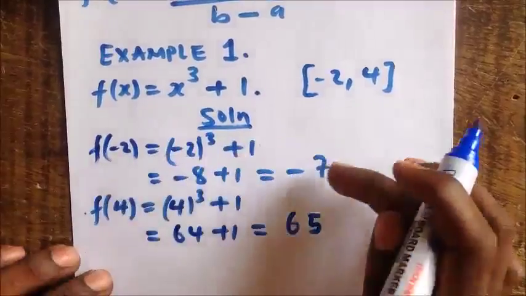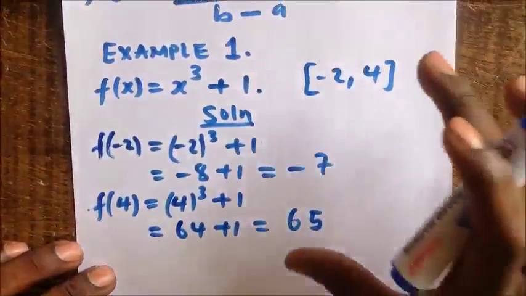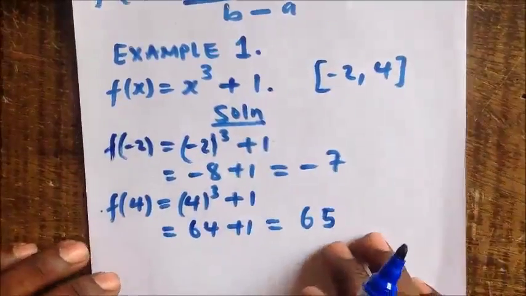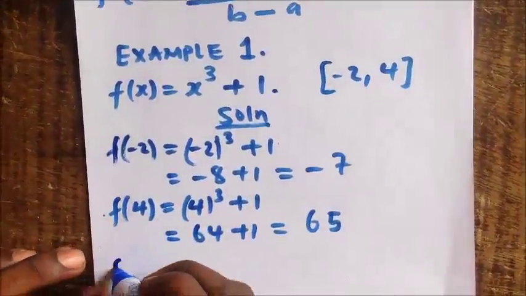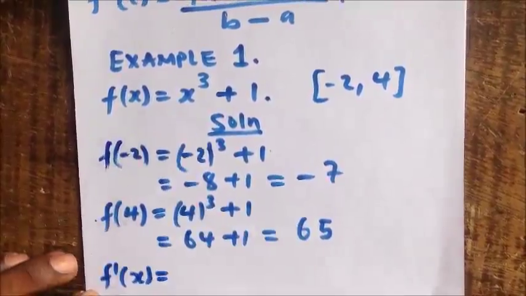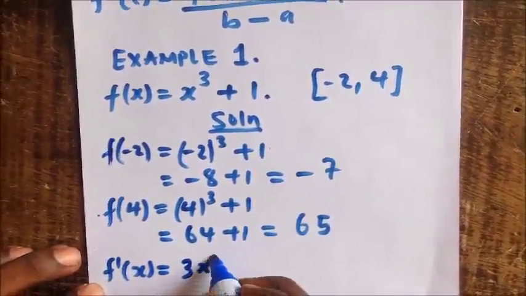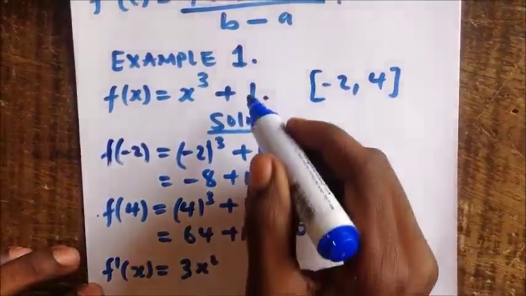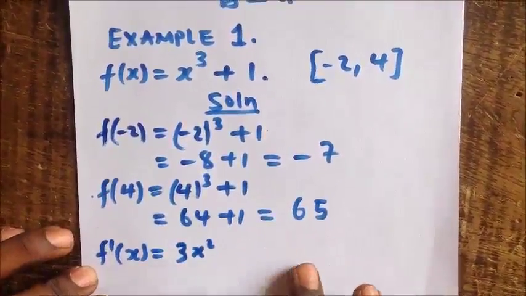So f of a and f of b are both defined, because neither is divided by 0. Therefore, the function is continuous on this interval. Let's see whether the function is differentiable. The first derivative is f prime of x, which is equal to 3x squared: multiply the power by the coefficient, then reduce the power by 1. The derivative of 1 is 0, because 1 is a constant and has no variable.